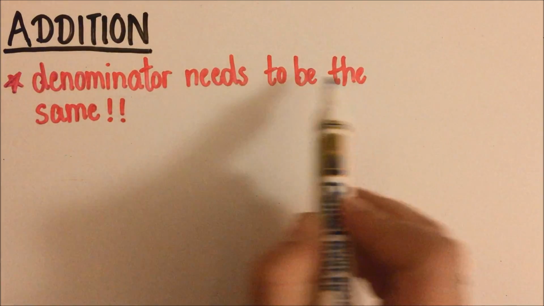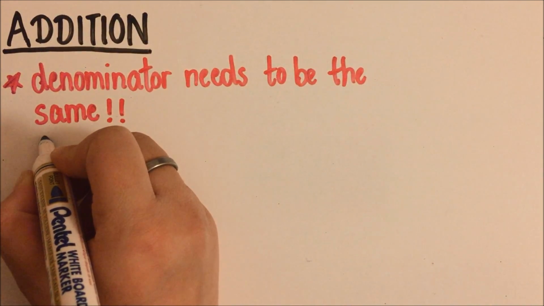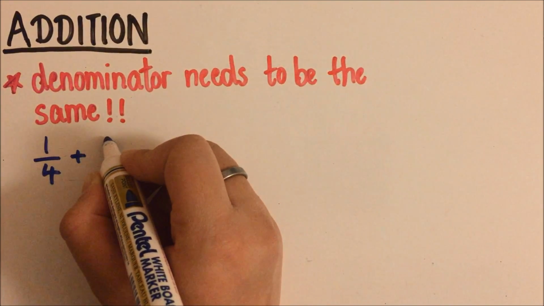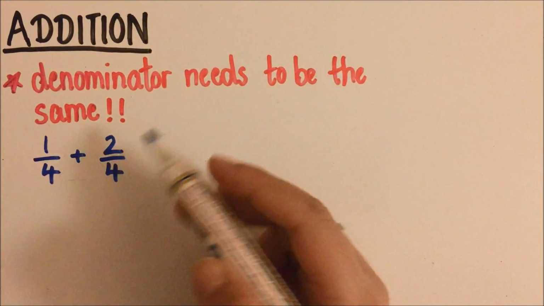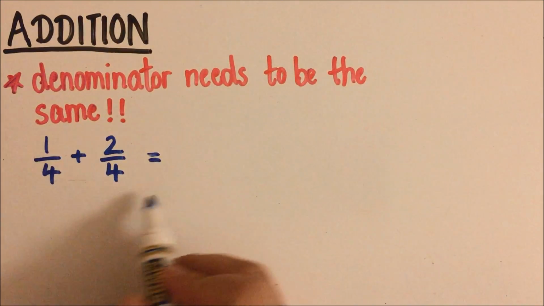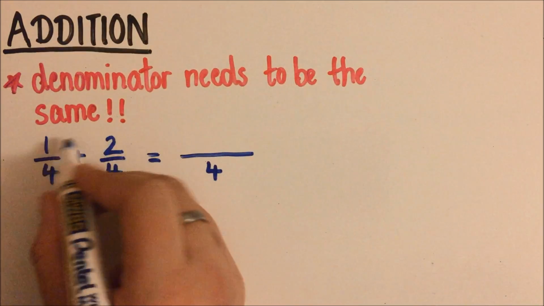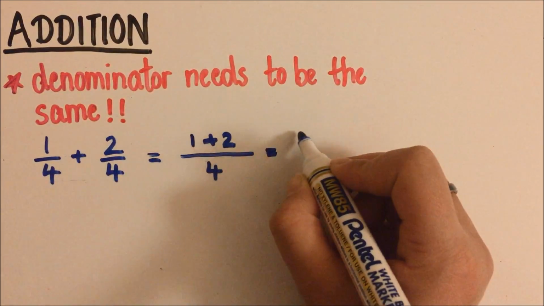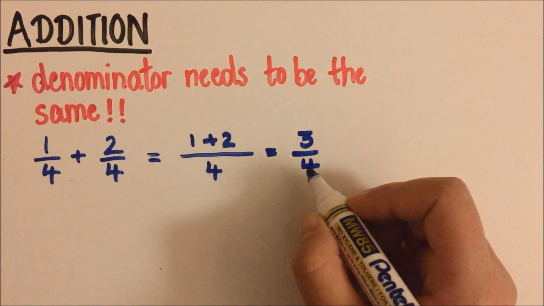So we've said that the denominator needs to be the same. Now let's look at an example. I'm gonna have a quarter add 2/4. Okay, now the denominator is the same, and all you really need to do is add the two numbers on the top, so the numerator, so 1 add 2, and that gives us 3, and the denominator stays the same, so you get 3/4.